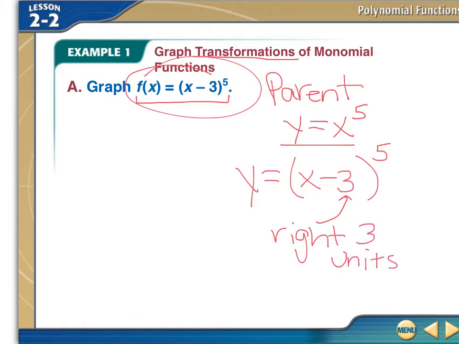The difference between the parent function y equals x to the 5th and the function we're given here is that the function f of x is translated 3 units to the right. So if you graph this parent function x to the 5th on your graphing calculator, and you also graph f of x equals, in parentheses, x minus 3 to the power of 5, you will see that the functions are the same shape, but the second function, f of x, is just translated 3 units to the right.